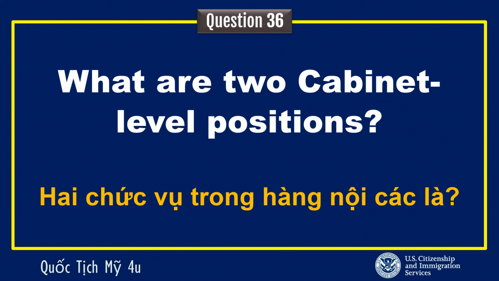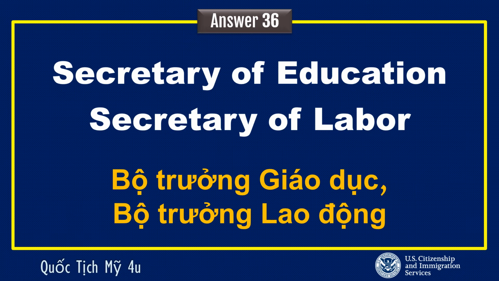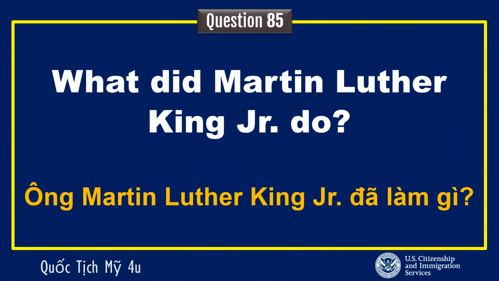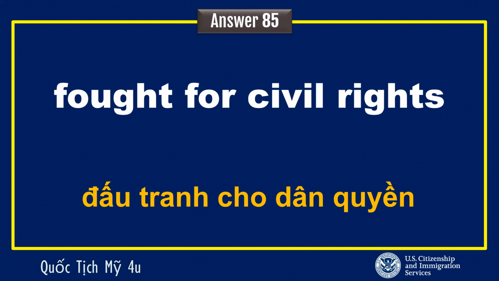What are two cabinet level positions? Secretary of Education, Secretary of Labor. What did Martin Luther King Jr. do? Fought for civil rights.